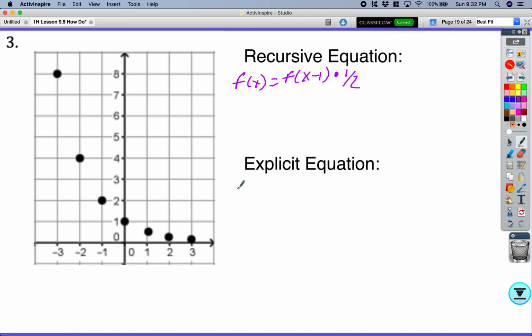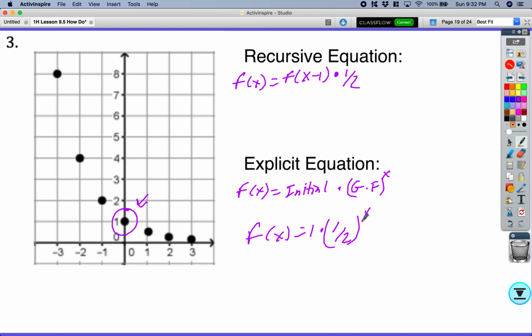Now the explicit formula, if you guys remember, is to get to the exact term that I want, you're going to take your initial, your starting value, and times it by the growth factor to the power of your x value. So right here, my initial is 1 because that's where I'm starting off at. So f of x is equal to 1 times, we talked about our growth factor, which was 1/2, and we'll take that to the power of x. So this simplifies to f of x is equal to just 1/2 to the x power.